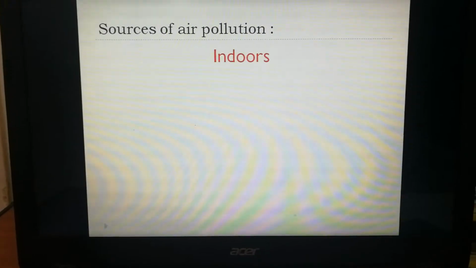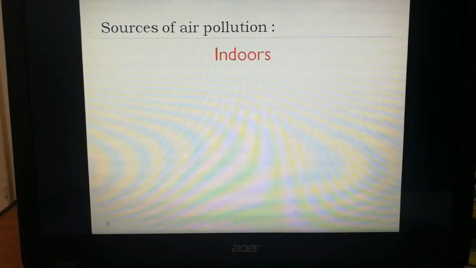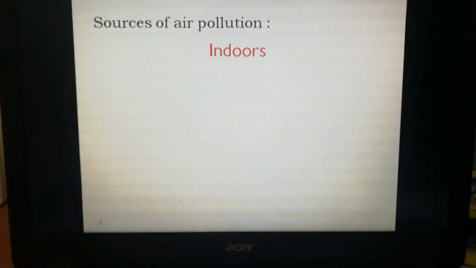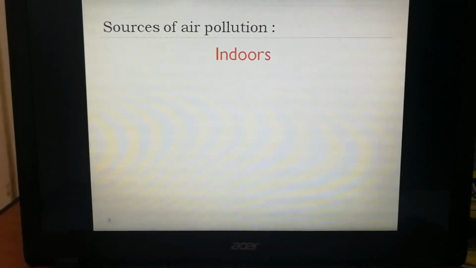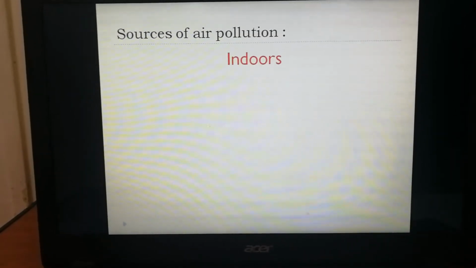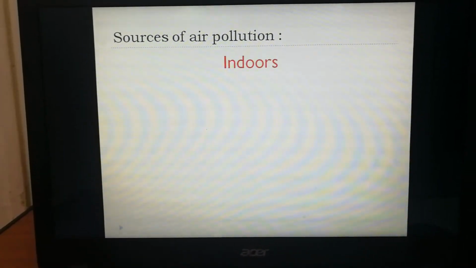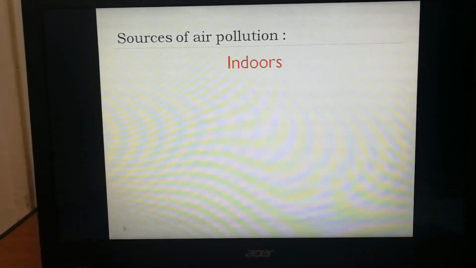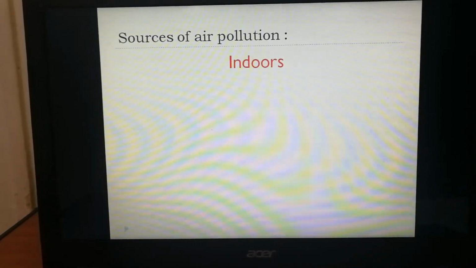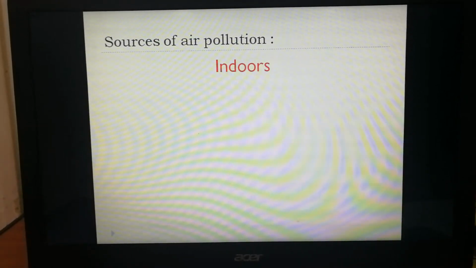Now, let's see the sources of air pollution. Think now with me, these substances that came into the air came from what? Here we have two types of air pollution: pollution that is indoor and pollution that is outdoor. Indoor means inside a house or inside a closed place. Think now, in your home, what things do you have around you that might pollute the air? Let's see examples.